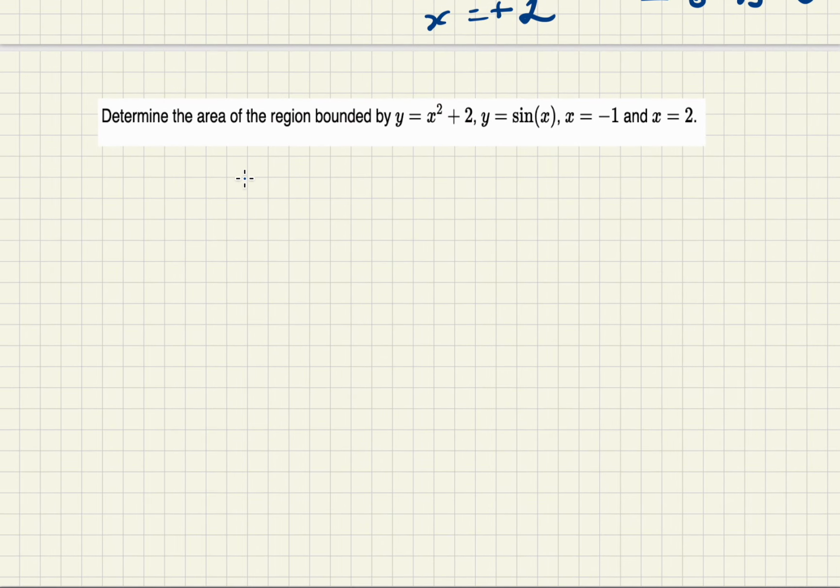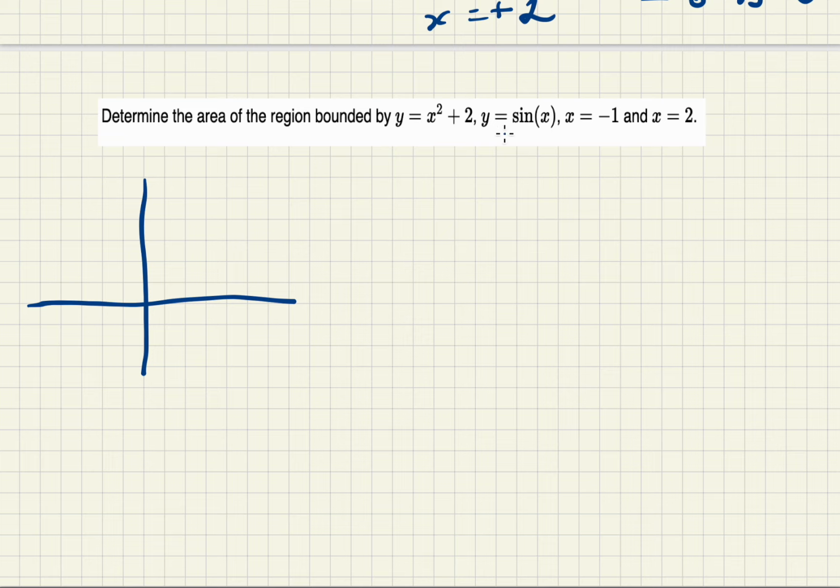Determine the area of the region bounded by y equals x squared plus 2, y equals sine of x, and x equals negative 1, and x equals 2. Whenever you find x equals a constant, or a function in terms of y, if it defines x, it's most likely a bound, a lower bound or an upper bound.